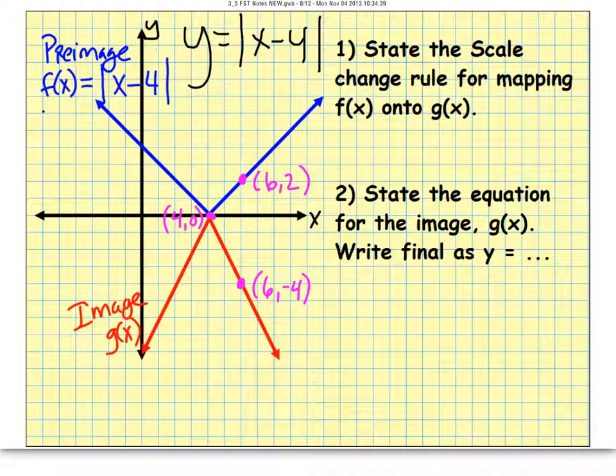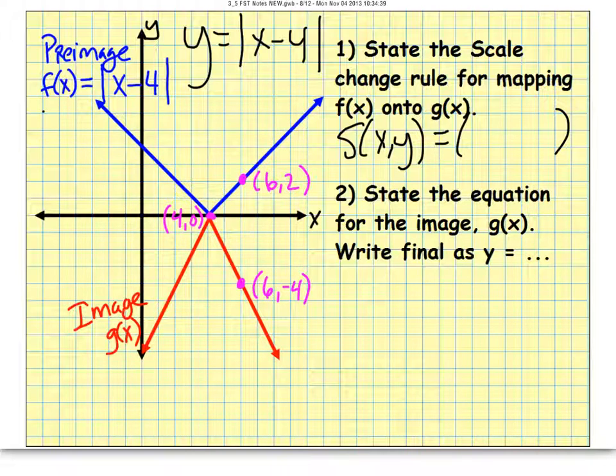Well, I want to figure out what's happening to this graph. So I have to state the scale change rule. Well, scale change rule, we like to do S and then XY instead of the T for translation. And I just want to kind of see what's happening. Well, if I look at the X's, it went from 6 to 6, so no change on the X. So I'm just going to say no change. Well, on the Y's, they went from 2 to negative 4. Well, 2 to negative 4 looks like they times it by negative 2. So it's a negative 2y.